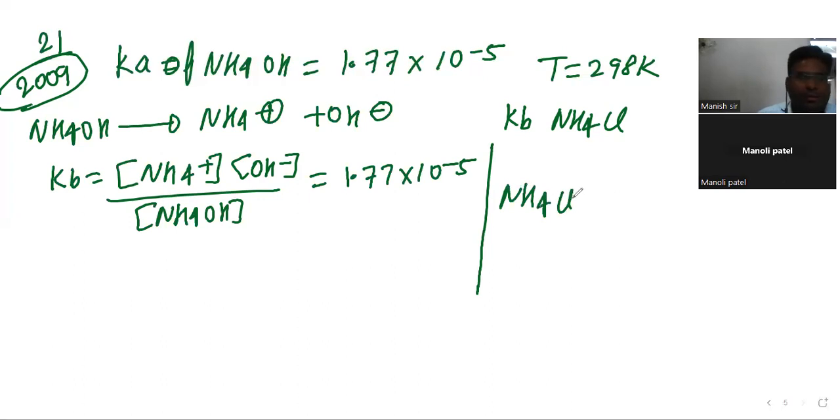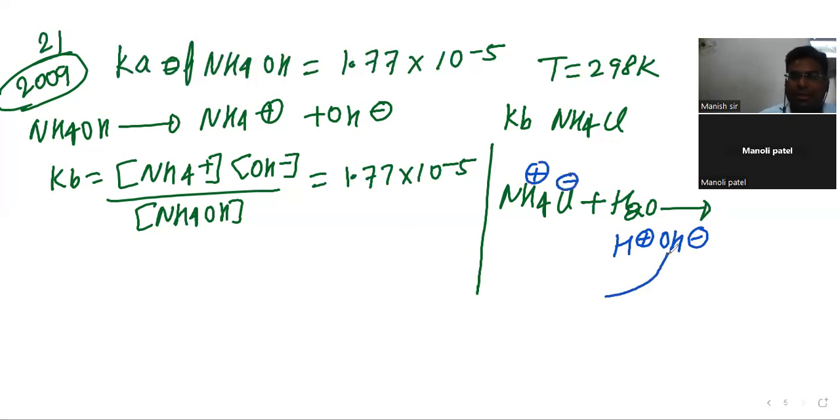Now see the hydrolysis of ammonium chloride. So when NH4Cl reacts with water, right? As we know, water will dissociate into H plus and OH minus, right? And ammonium chloride is NH4 plus and Cl minus. So this OH minus will be attracted here, and this H plus will go with this Cl minus. And it will form NH4OH plus HCl, right?